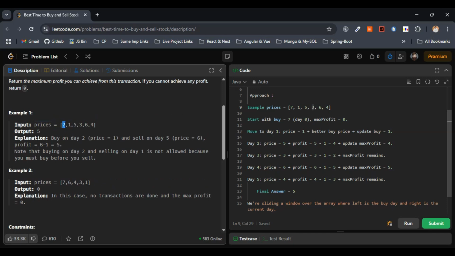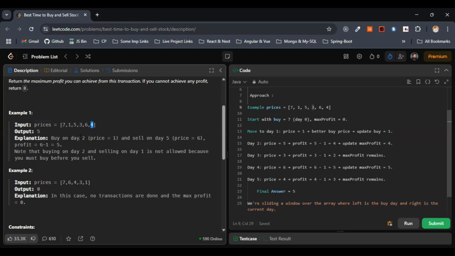So this is the price of the stock on day 1. This is the price on day 2, this is the price on day 3, this is the price on day 4. The same goes for day 5 and day 6. The price is quite obviously 6 and 4, right? So we are given an array prices where prices[i] is the price of the stock on day i.